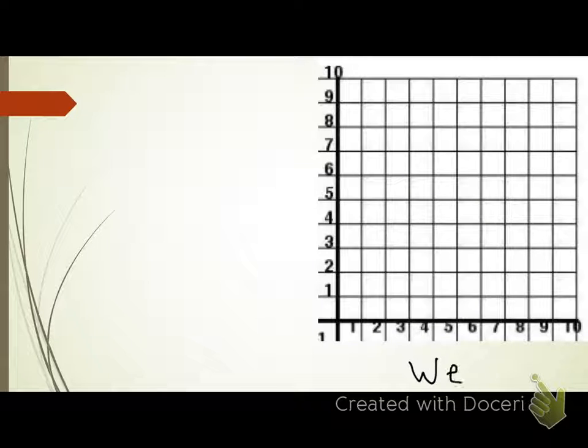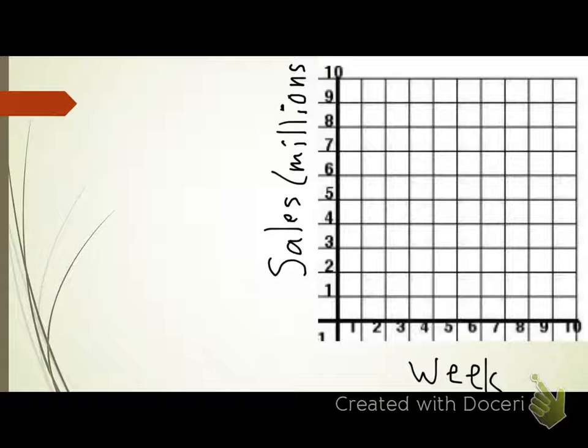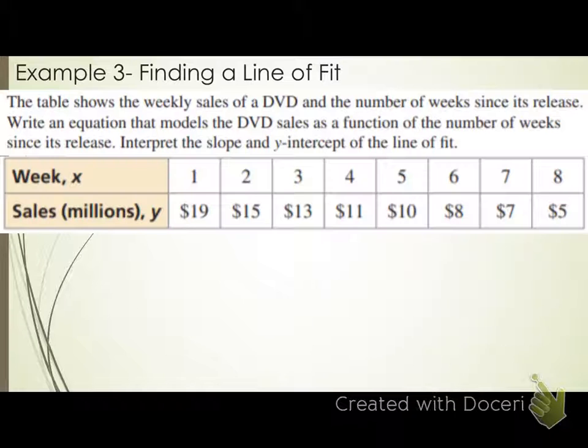So here's my graph. Put week down here. And then sales in millions, it's going to go on my y-axis. I need to leave a little more room, because my y values are getting bigger than what my graph is. So I'm going to make my y-axis go up by 2. Is everyone okay with that?